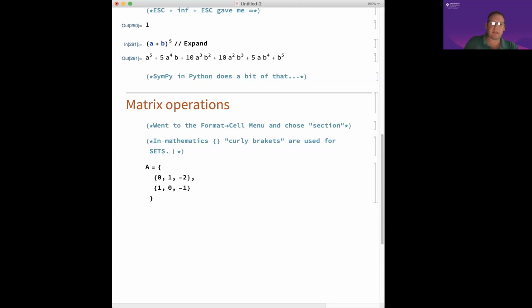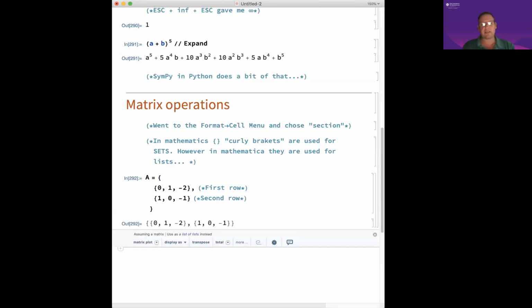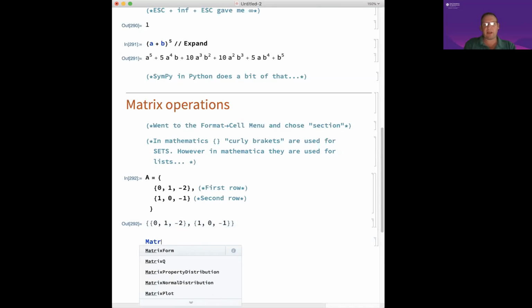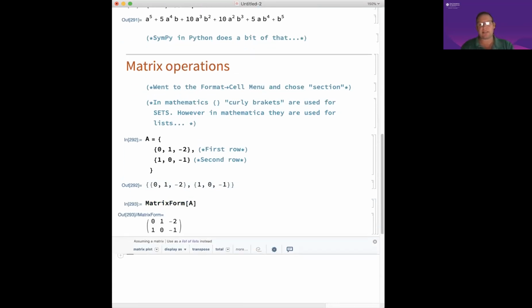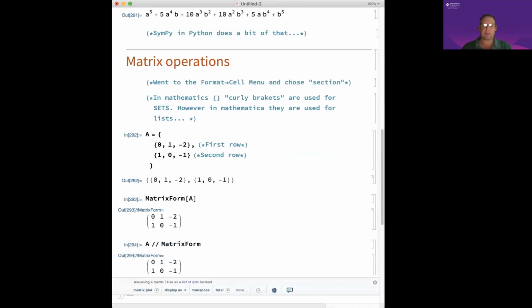However, in Mathematica, they are used for lists. Okay, that's just good to know. So now a matrix in this case is a list of two lists within it. This list is the first row, and this list is the second row. Okay. And if I now hit Shift Enter, I see the matrix A. Now this doesn't look very appealing. It doesn't look like a matrix to me. But what I can do is apply, for example, the function MatrixForm on A and see it presented nicely. Or I could have done A // MatrixForm. That just applies the function MatrixForm to A just to see the matrix nicely.